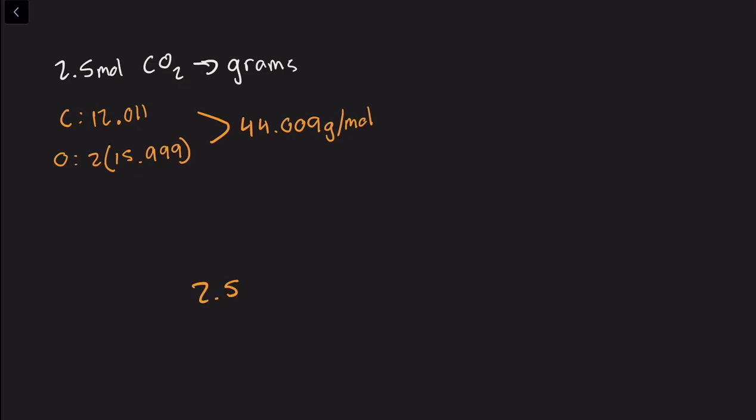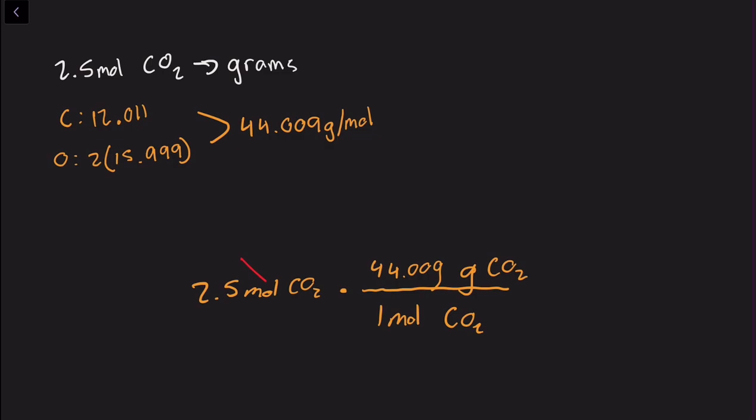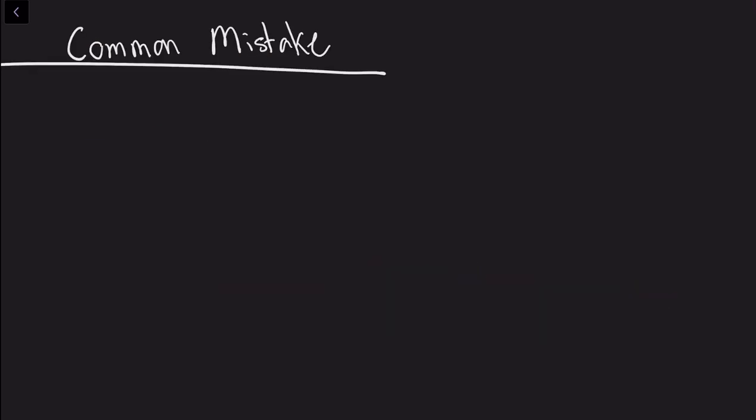Now let's set up our conversion. We're going to do 2.5 moles of CO2, and we're going to multiply this by our molar mass, so 44.009 grams of CO2 on the top and 1 mole of CO2 on the bottom again, so our moles cancel out. Now we're going to multiply straight across. 2.5 times 44.009 will give us 110 grams of CO2.